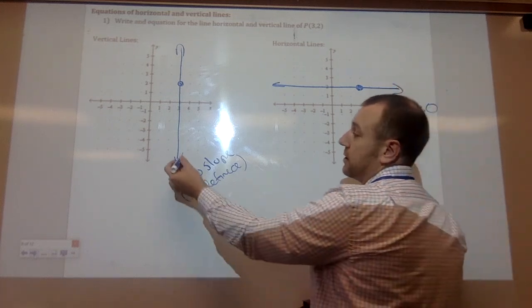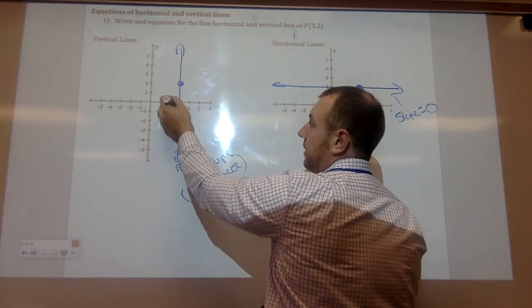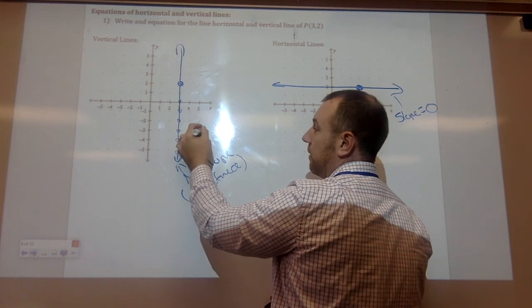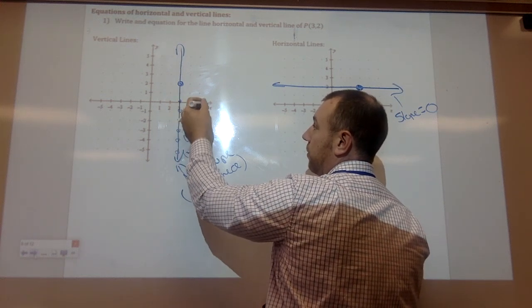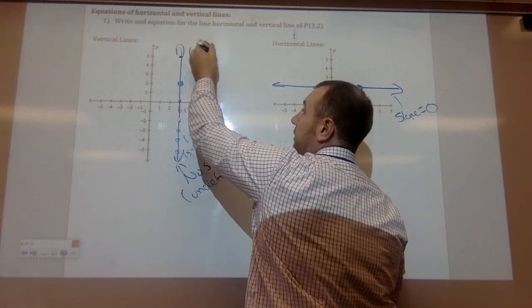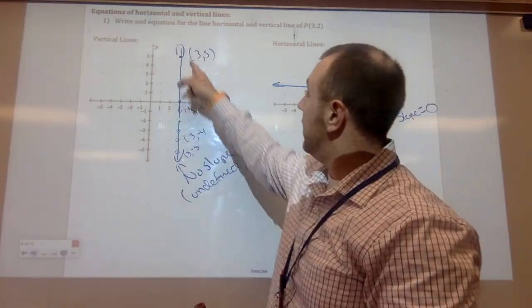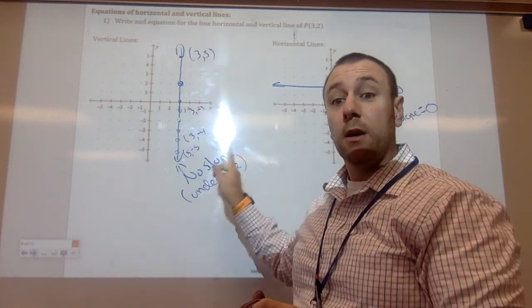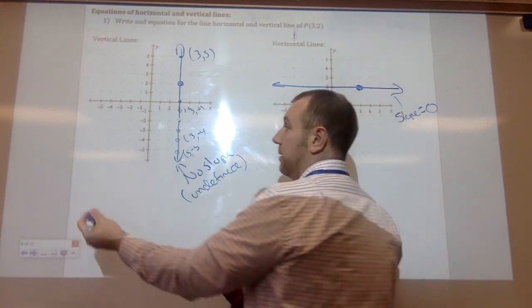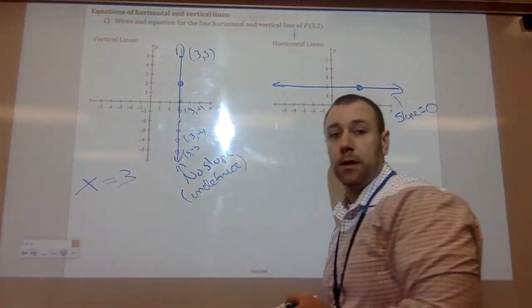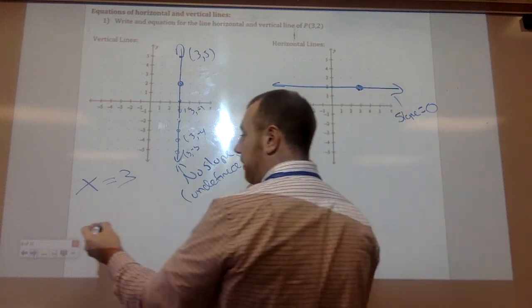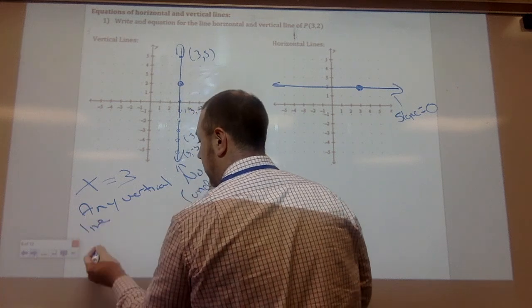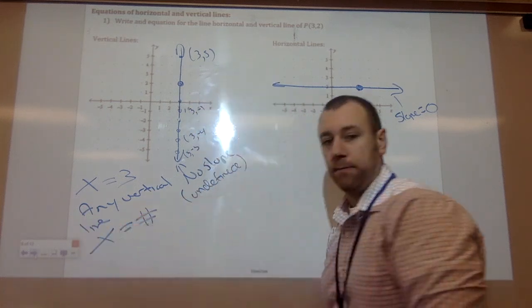What you'll notice is all of these points on this line, if I start listing them, this is 3, negative 5, 3, negative 4, 3, negative 1, 3, 5. What you'll notice is all of these, the y's are changing, but the x's are going to be the same. So the equation of this line is x equals 3. So any vertical line is x equals a number.